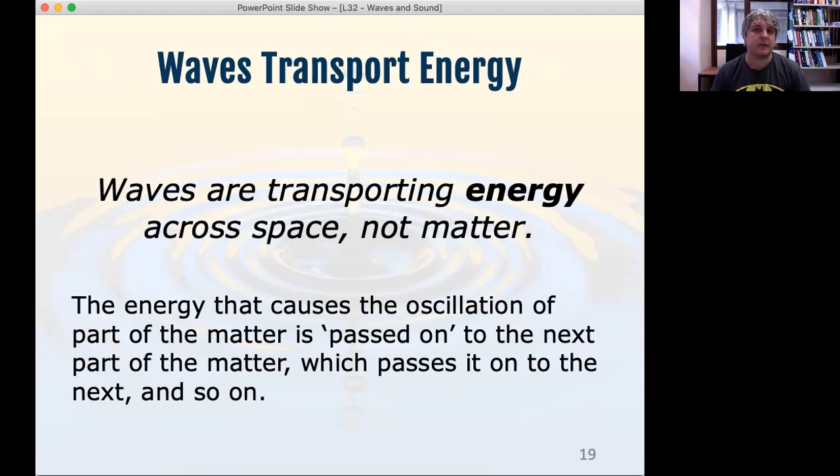Matter stays where it is. As I was just saying, the matter essentially travels vertically in SHM, or it travels on the spot. Somehow it vibrates on the spot. The energy does not stay where it is. The energy is passed along through the medium. That is what a wave is.